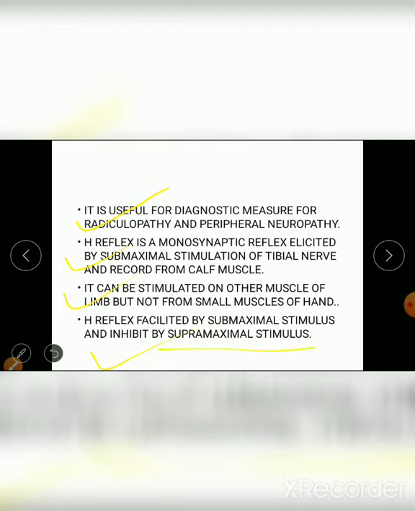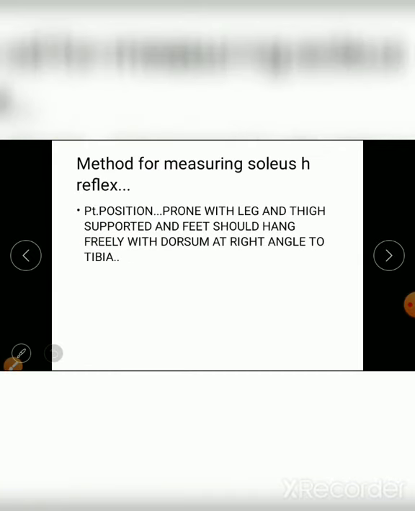So it is opposite from the F wave. In the F wave, it is facilitated by supramaximal and inhibited by submaximal stimulus. But the H reflex is facilitated by submaximal and inhibited by supramaximal stimulus.